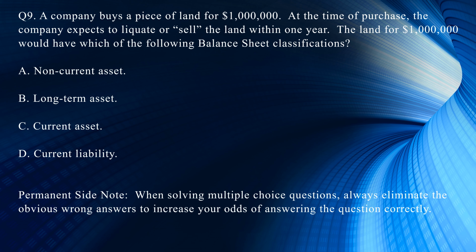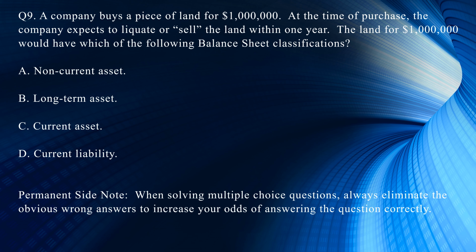Now, one would think that, okay, land, we just discussed land in this video lesson, and we know that land is a long-term or fixed asset. So we would select A, non-current asset. It's a non-current or a long-term asset. However, if we look at this question, we would understand that it's a trick question because the second sentence of the question states that at the time of purchase, the company expects to liquidate or sell the land within 1 year.